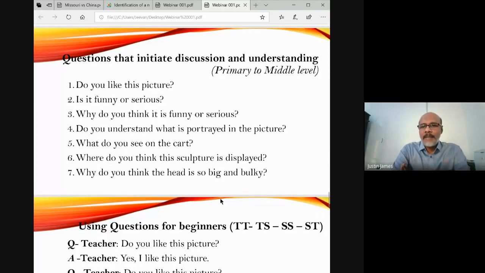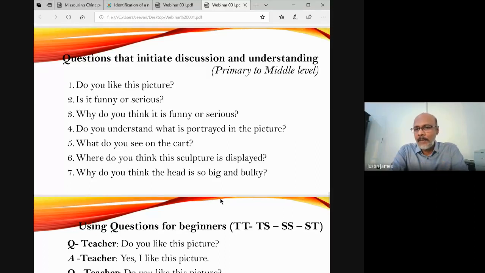So we can use some basic questions, very simple questions. Do you like this picture? You can write down these questions on the board since they are primary or middle level students. If it is a smart classroom, you know what to do. You can ask, is it funny or serious?